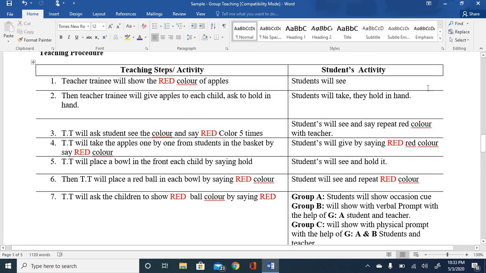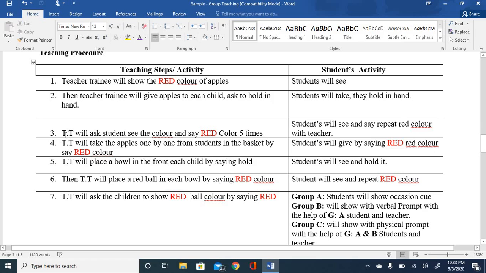This is a teacher activity and this is a student activity. The teacher trainee will show the red color of the apple. The student will see. The teacher trainee will give an apple to each child and ask them to hold it in a hand. The students will take it and hold it. See, I'm giving an apple here. That means this is a concrete material, a real object. The apple is red in color and it is a real object. So I will be moving from concrete to abstract. That is the principle you have to apply in your teaching.